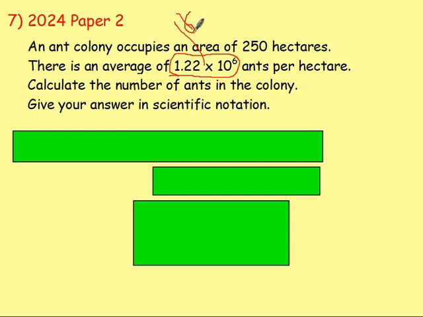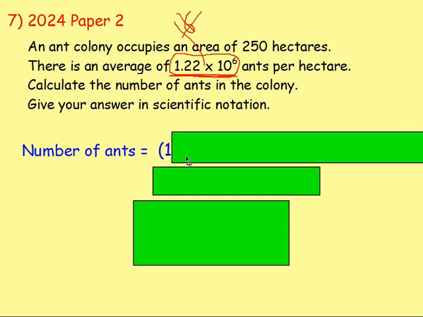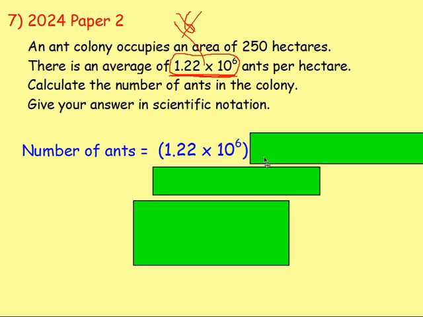But again, the number that you have is not 6. It's 1.22 times 10 to the power of 6. But it's the same method where we're multiplying 6 by the 250. So instead, we would just multiply the 1.22 times 10 to the power of 6 by the 250. So to work out the number of ants, take the number that you have in every single hectare and multiply it by the number of hectares.